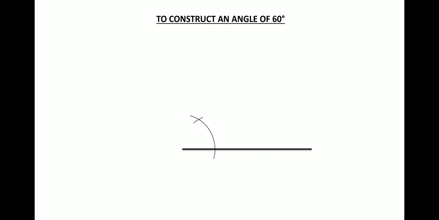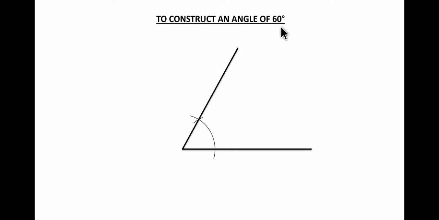All right, after this you put your ruler and try to join this point and this point. So when you join these 2 points and draw a straight line, you will get this kind of figure. Now after your figure is drawn, this is the required angle that we need to draw. So this angle is the angle of 60 degree.